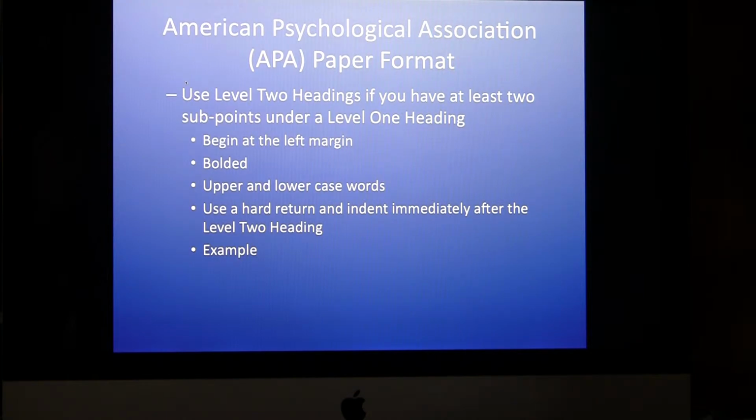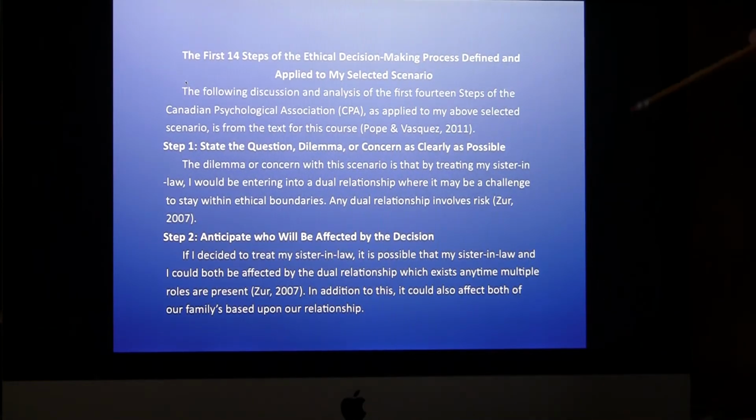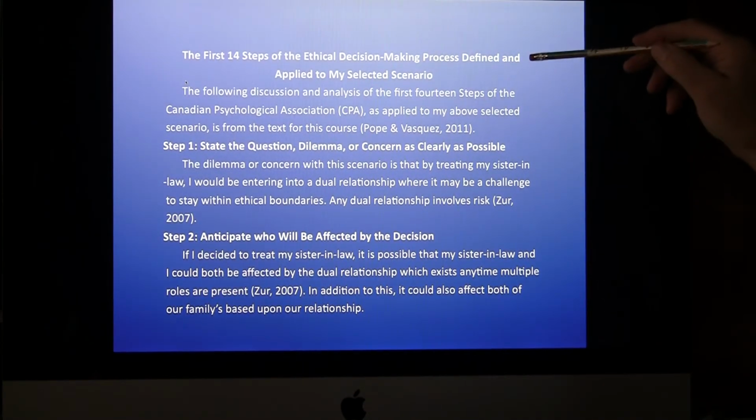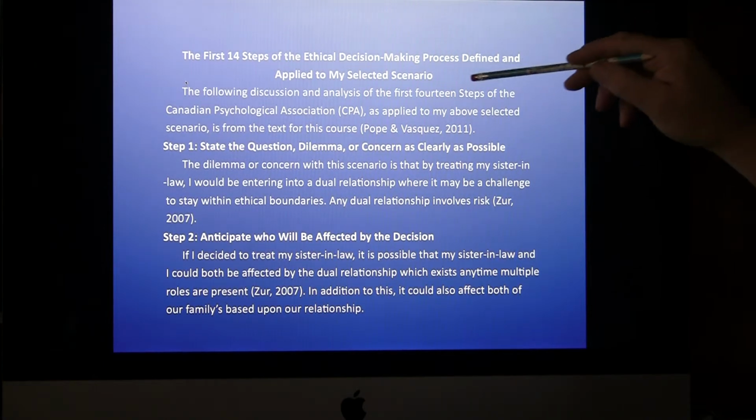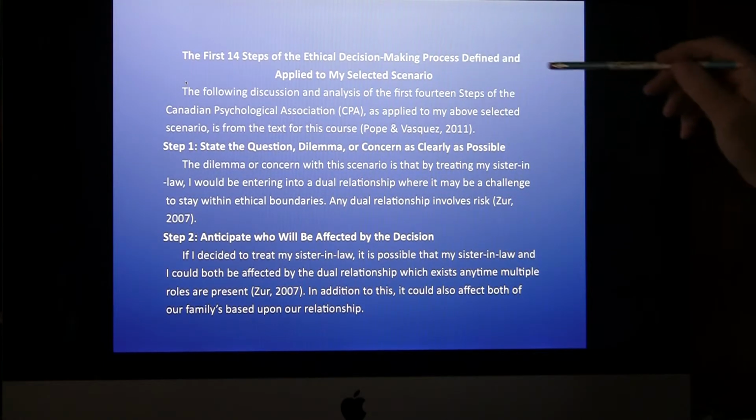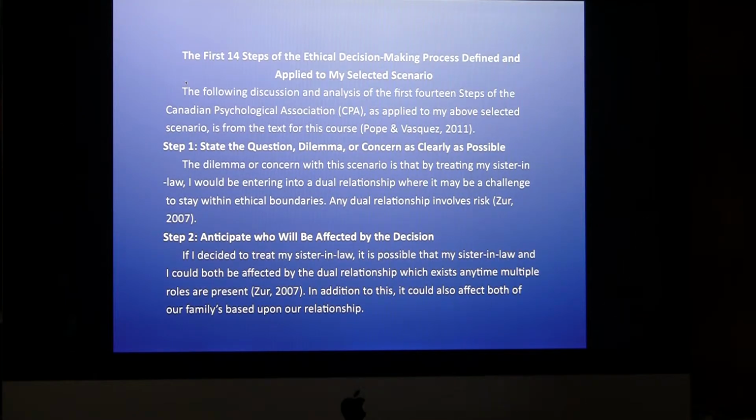Here's an example. Again, from that same objective that I had on the previous slide. The first 14 steps, the ethical decision-making process defined and applied to my selected scenario. The following discussion and analysis of the first 14 steps of the Canadian Psychological Association as applied to my above selected scenario is from the text of this course, and then again there's the reference.